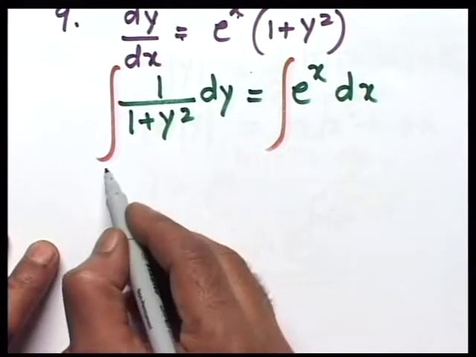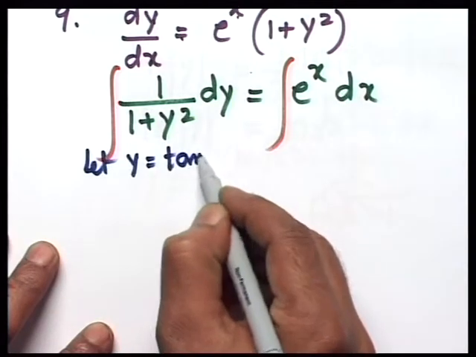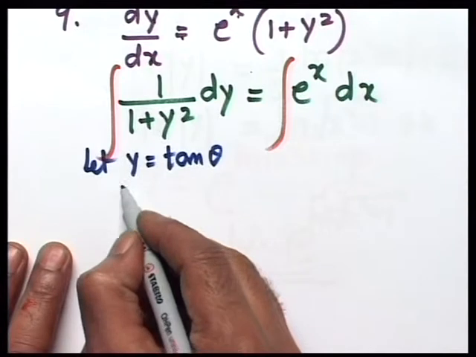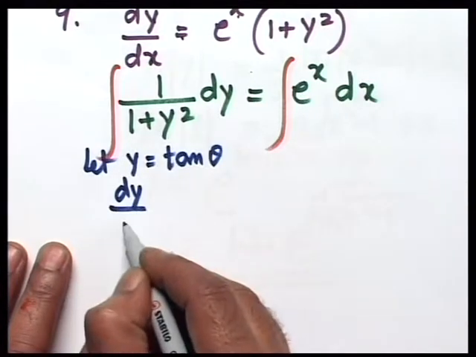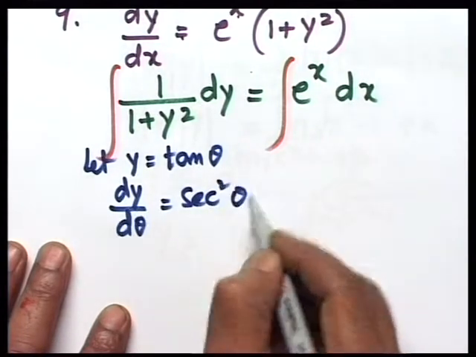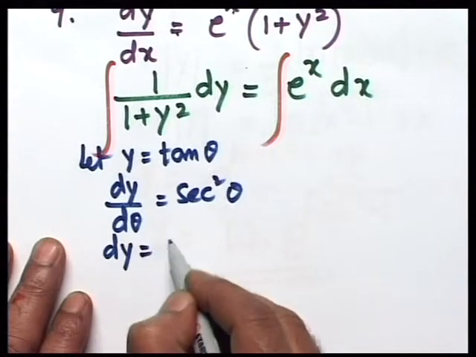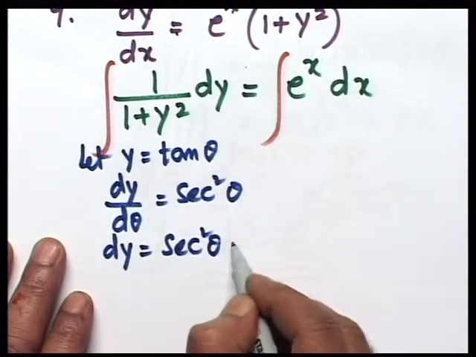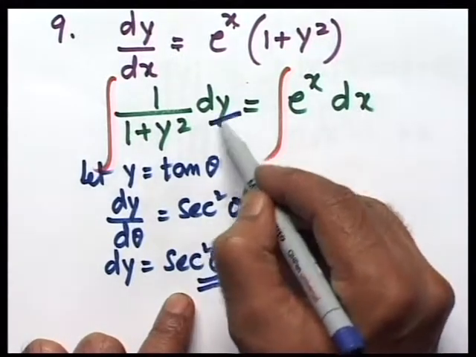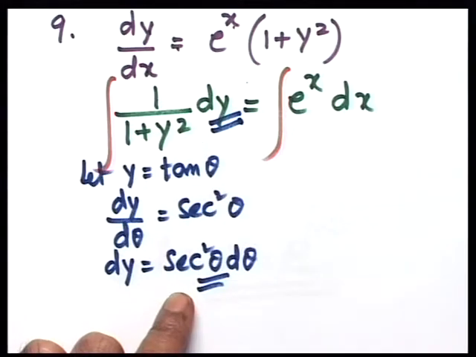So if I choose, say, let y equals tan theta, suppose, and differentiate that on both sides. So this is the integration by substitution, please. dy over d theta equals sec square theta. Let's make dy the subject, right? dy equals sec square theta d theta. So that's what we are going to substitute here, and that becomes 1 over 1 plus tan square theta.